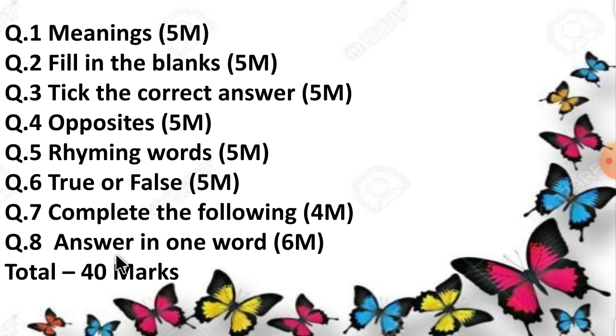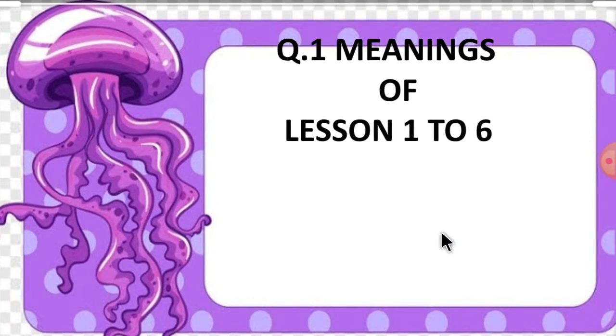I am repeating this paper style. Question 1, meanings, 5 marks. Question 2, fill in the blanks, 5 marks. Question 3, tick the correct answer, 5 marks. Question 4, opposites, 5 marks. Question 5, rhyming words, 5 marks. Question 6, true or false, 5 marks. Question 7, complete the following, 4 marks. Question 8, answer in one word, 6 marks. Total 40 marks. Okay, so let's see the next, that is question 1.